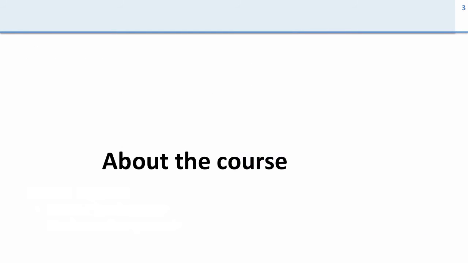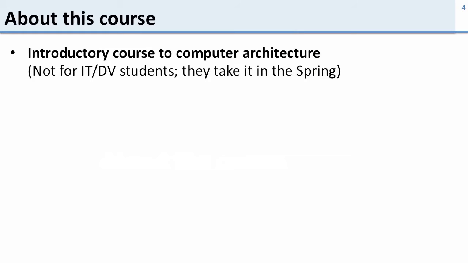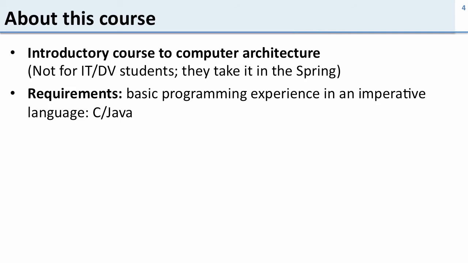So let's get started talking about the course. This is an introductory course in computer architecture. We assume you don't have any background experience in computer architecture, and it's not for the IT and DV students. They take the version of this course that's offered in the spring. The requirements for this course are just basic programming experience. I don't really care what language it's in, C or Java are just fine, but you need to have some imperative programming language experience. So you need to know about for loops and if statements and function calls.